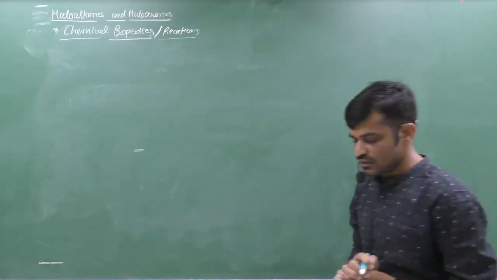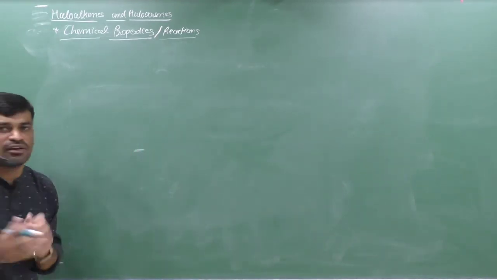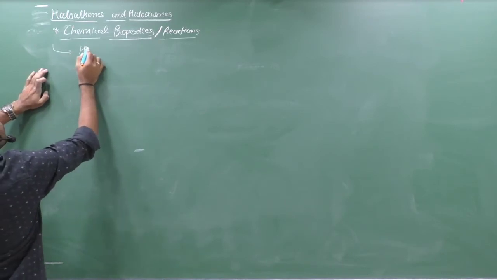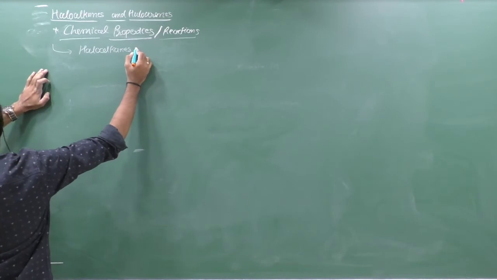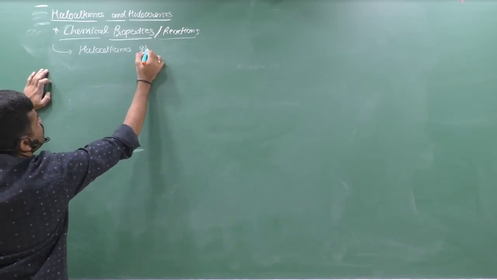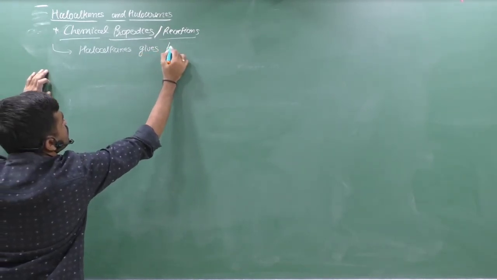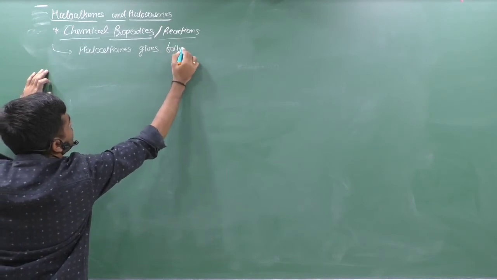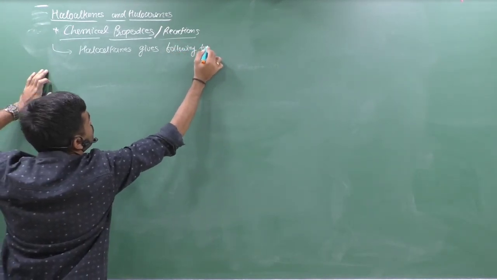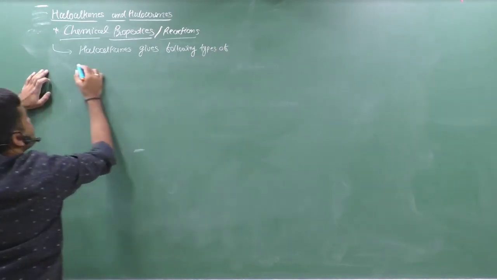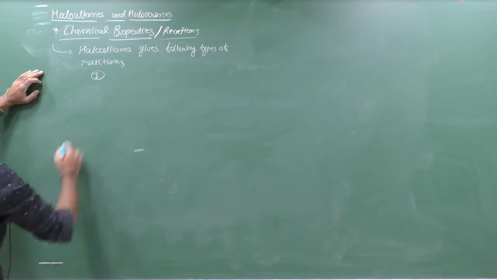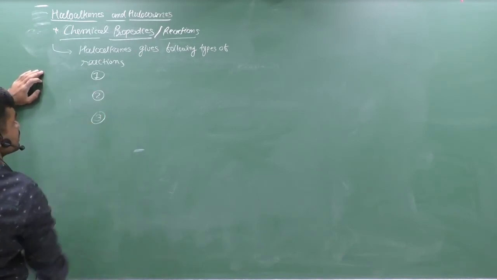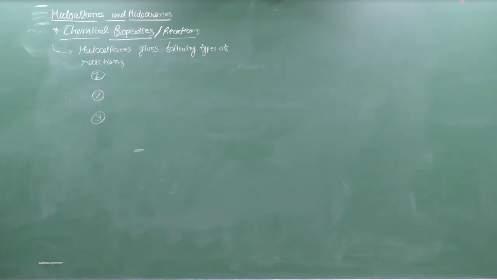First of all, how many types of reactions are given by haloalkanes and haloarenes? The first point is that haloalkanes give the following types of reactions. First reaction, second reaction and third reaction. Haloalkanes generally give three reactions.